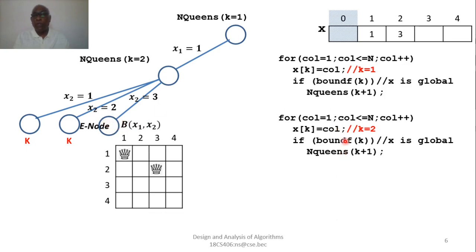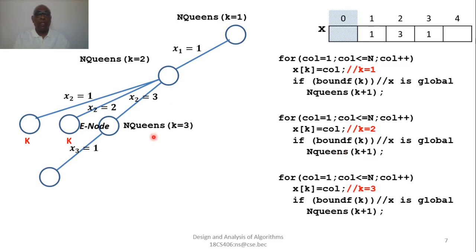So if the partial solution satisfies the bounding function, we know that this if statement will result in a call NQueens of k plus 1. That is, NQueens should be called with k equal to 3, and in that function we will choose the value of x3.